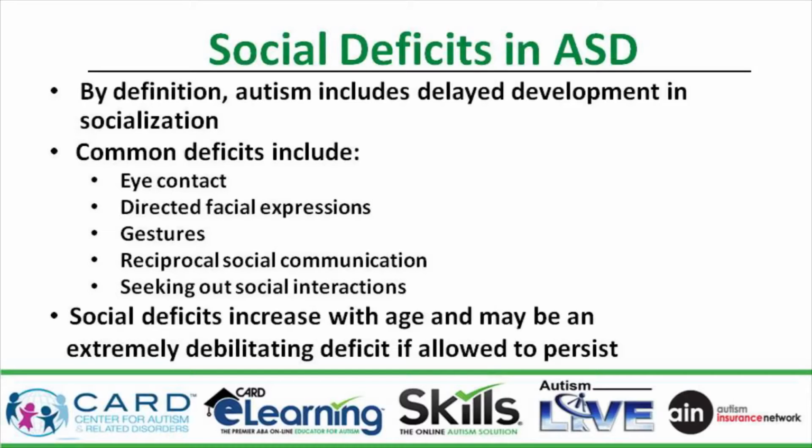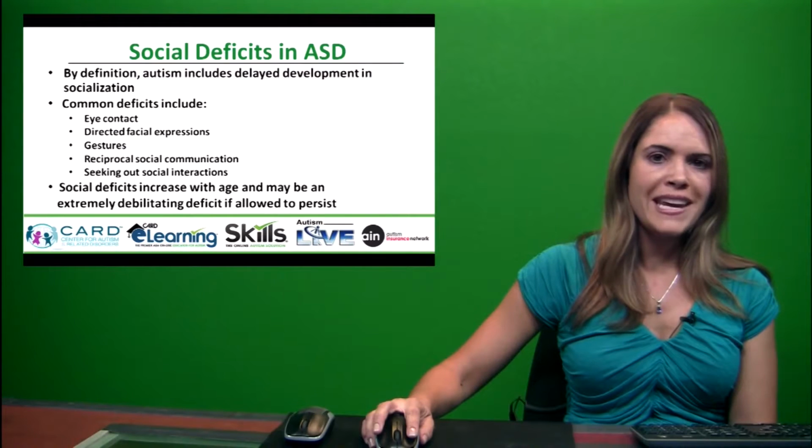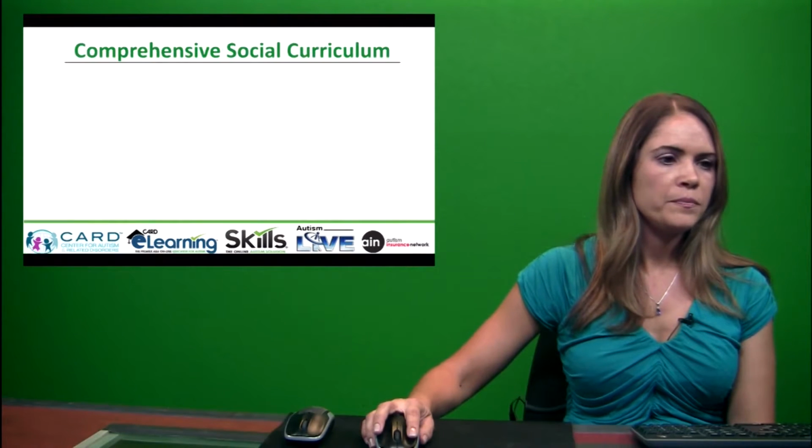So let's start off by looking at the definition of autism and how one of the key components of autism is a delay in the development of socialization. Common deficits include the fact that kids do not exhibit appropriate eye contact, their facial expressions may be inappropriate, they may not engage in gestures, they may not seek out reciprocal social communication or social interactions. And essentially, these social deficits can increase with age and can become extremely debilitating if allowed to persist over time. So it's really important that this is a huge component of any ABA program for individuals with autism.